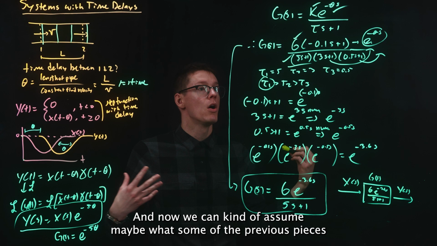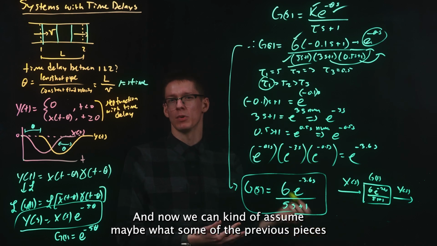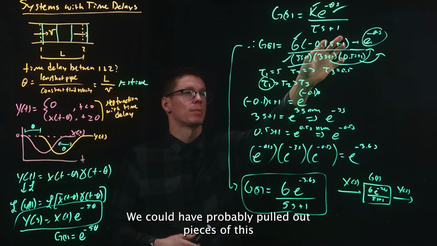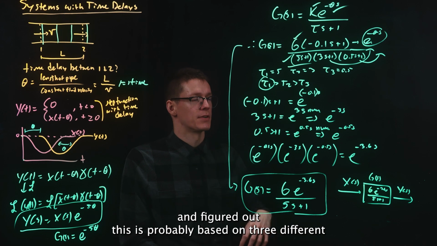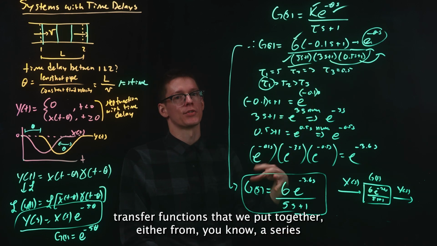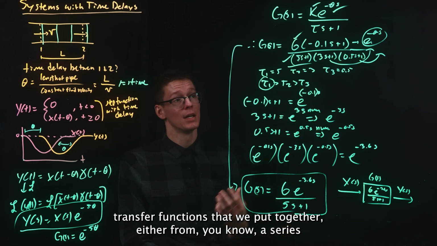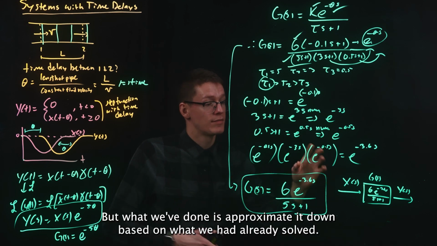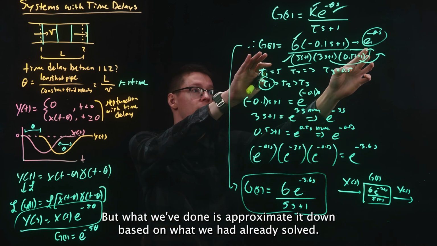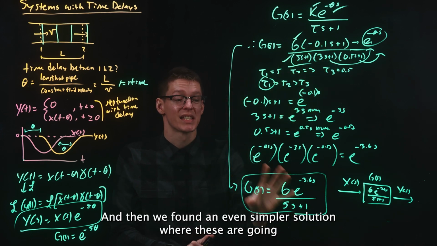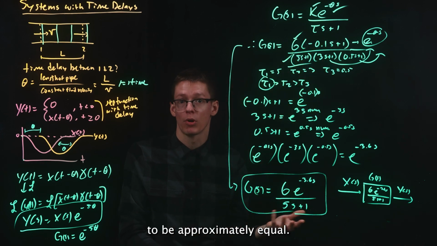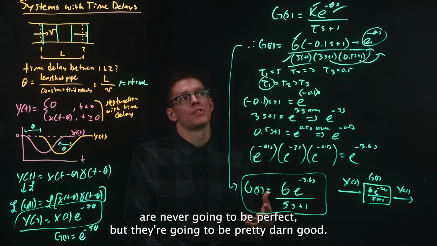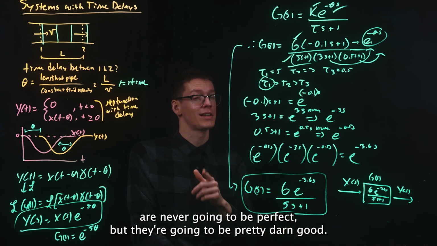And now we can assume maybe what some of the previous pieces could have been. We could have pulled out pieces of this and figured out this is probably based on three different transfer functions that we put together, either in series, or maybe they're in parallel or some combination. But what we've done is approximate down based on what we had already solved, and then we found an even simpler solution where these are going to be approximately equal. Approximations are never going to be perfect, but they're going to be pretty darn good.